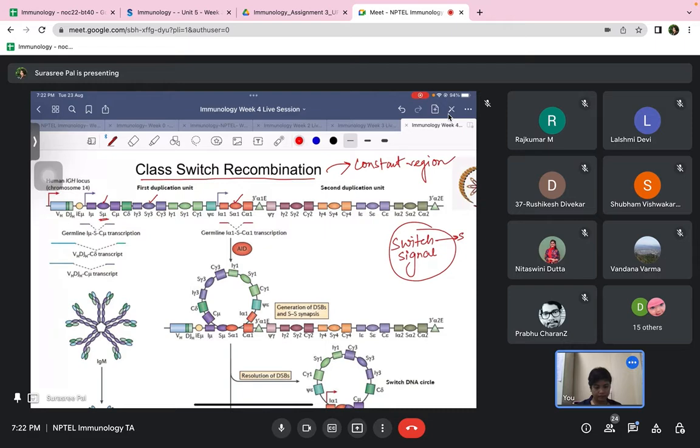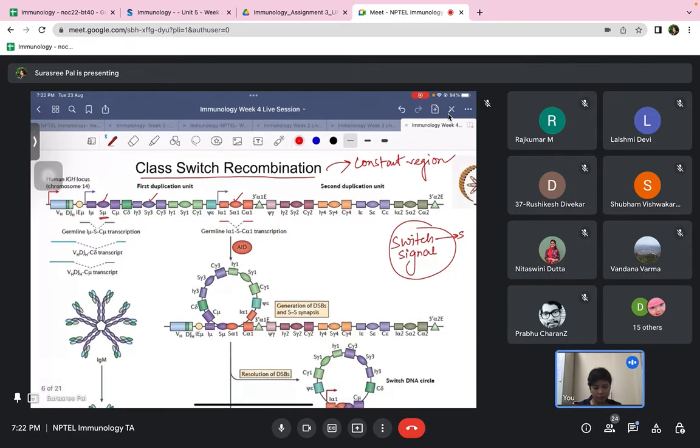Here you can see that before the constant region of C gamma 3, there is the S gamma 3, which is the switch signal for that constant region, right? So these recombination sequences are present upstream of the constant regions in this antibody heavy chain gene, right? And this class switch recombination is dependent upon many events.